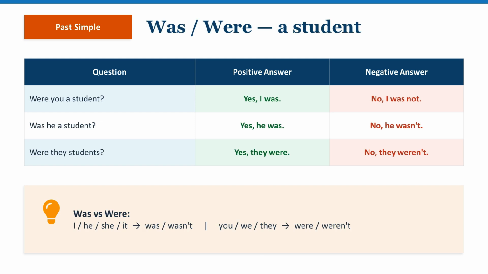For the past tense of the verb be, we use was and were. Were you a student? Yes, I was. Or no, I was not. Was he a student? Yes, he was. Or, no, he wasn't. Were they students? Yes, they were. Or, no, they weren't. Remember, we use was with I, he, she, and it. And we use were with you, we, and they. The short answer must match the subject of the question.